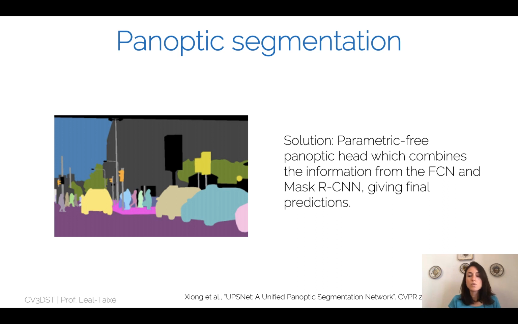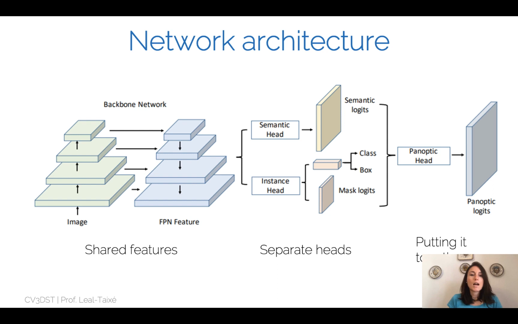So essentially what we want to do is create a network that combines both the stuff classification as well as the things classification. And the network architecture looks like this. We have a set of shared features, right? We don't want two completely separate networks, but this set of shared features, also with feature pyramids. Then we have the semantic head on top, which gives us the semantic segmentation, and the instance head at the bottom, which is essentially MaskRCNN inspired. And in the end, we have this panoptic head, which puts the semantic logits and the instance logits together to create what they call the panoptic logits.